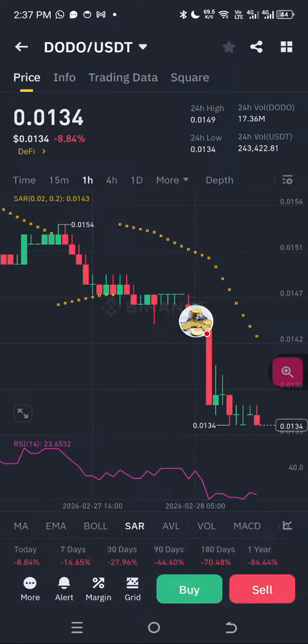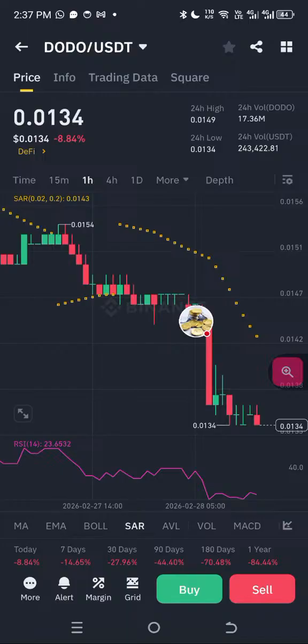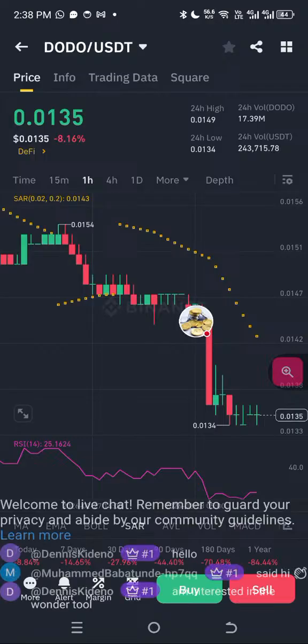Okay, let's go check for another opportunity. So we have a couple of opportunities here. We have USDT ALT, and we have CTSI. Let me see how many percent that is. USDT ALT is 3%. Then we have USDT CTSI.